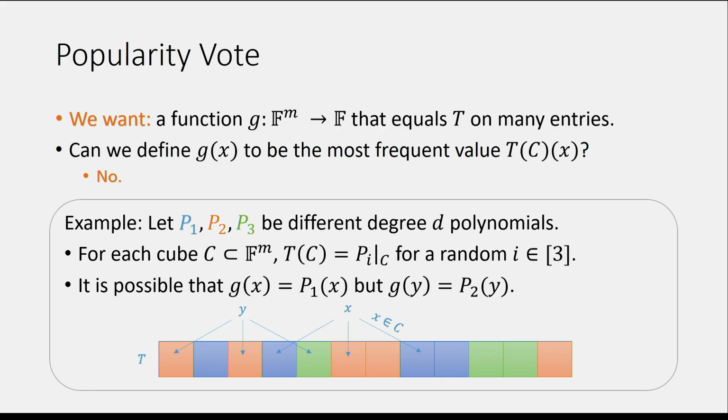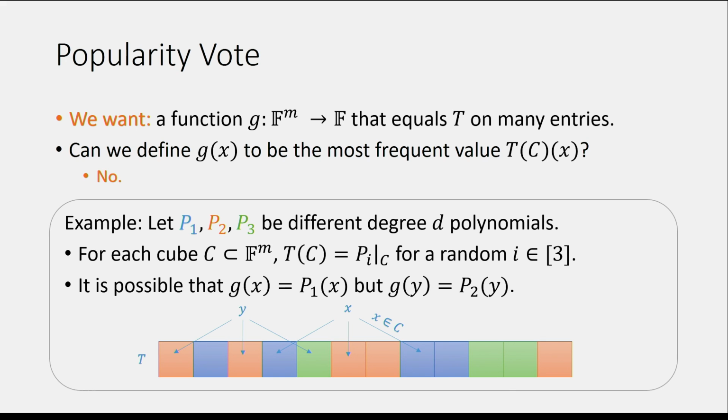But if we take the most frequent value, it might be that for x it's going to be P1 of x, but for y it's going to be P2 of y. And in general, what we get is a function that equals P1 on about 1/3 of the table, P2 on 1/3, and P3 on 1/3. And this is not close to a degree D polynomial. It is also not close to any of the table entries, because this entry, for example, is P2 on the entire cube, not on 1/3 of it. So what we would want is somehow a way to extract one of these polynomials from the table.